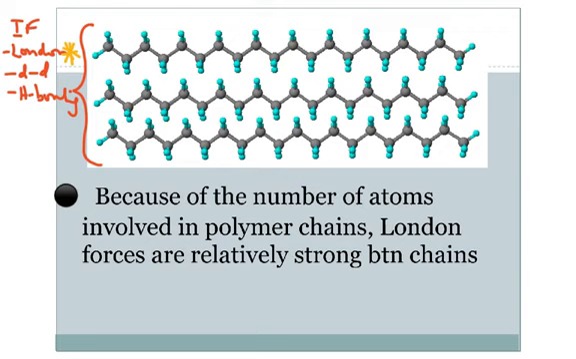A plastic bag is only carbon chains and hydrogens. So all you have attracting is London forces. But that attraction is so strong because you have so many protons attracting so many electrons that you can put lots of stuff in a plastic bag before it breaks. So London forces have actually become really, really strong all of a sudden.